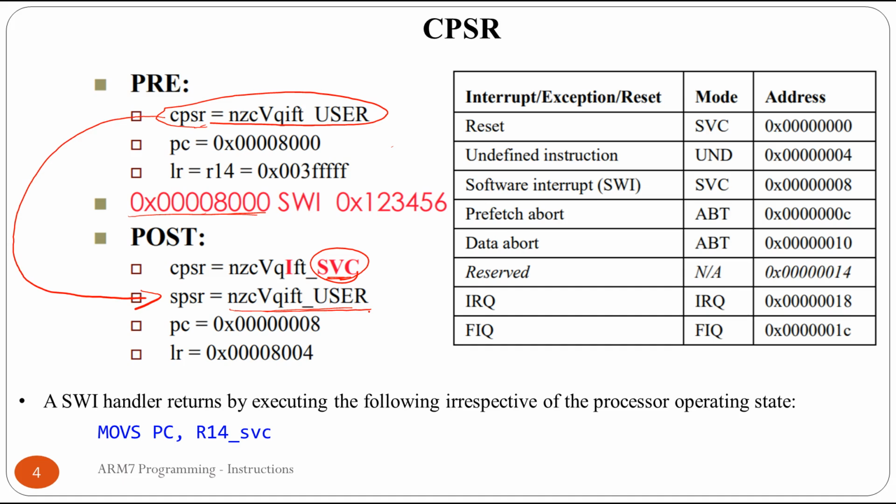Then your program counter will be loaded with the 0x00000008 address. Why? Because related to this SWI interrupt, in the vector table we have this address. So your program counter will directly jump to this location to find the program related to this SWI. And your link register will be loaded with this address, 0x00008004. Now this link register basically stores the return address.